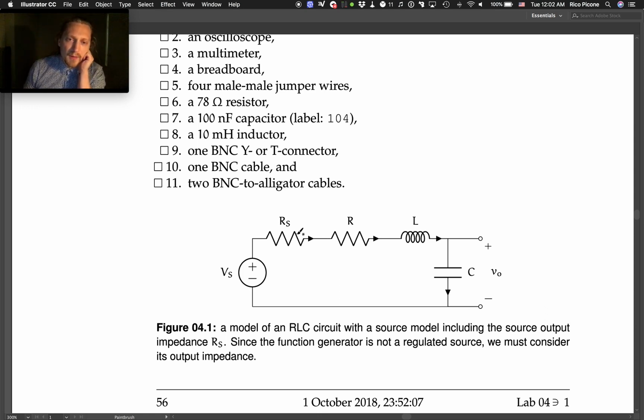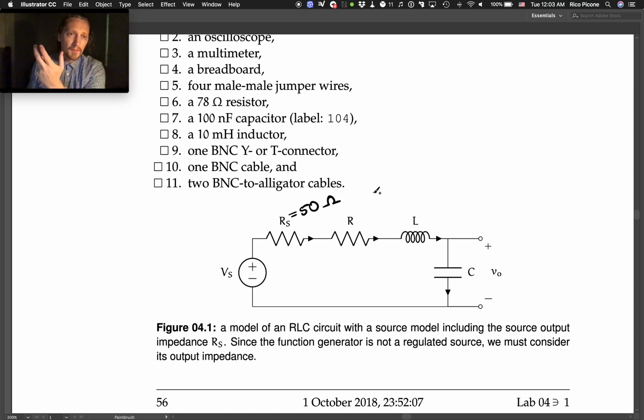One difference is that we have a source resistance or a source impedance that we need to take into account. And that comes from the fact that we're going to use a function generator for the source instead of a controlled or a regulated source. So since we don't have a regulated source this week, we have to model our source as having an output impedance. As is standard for many function generators, the output impedance that we're going to work with is 50 ohms.